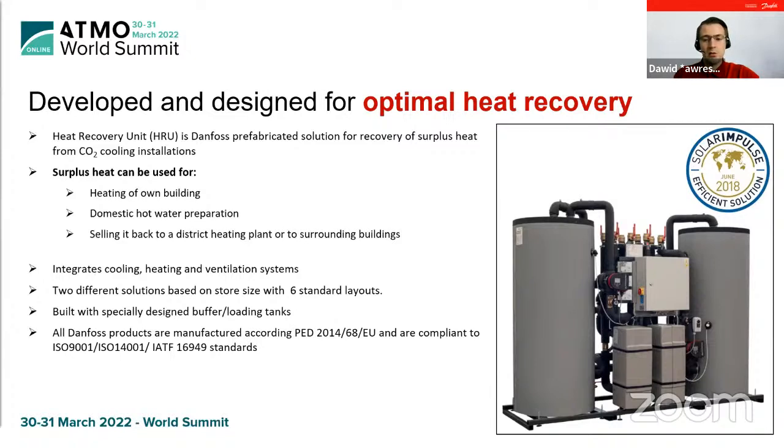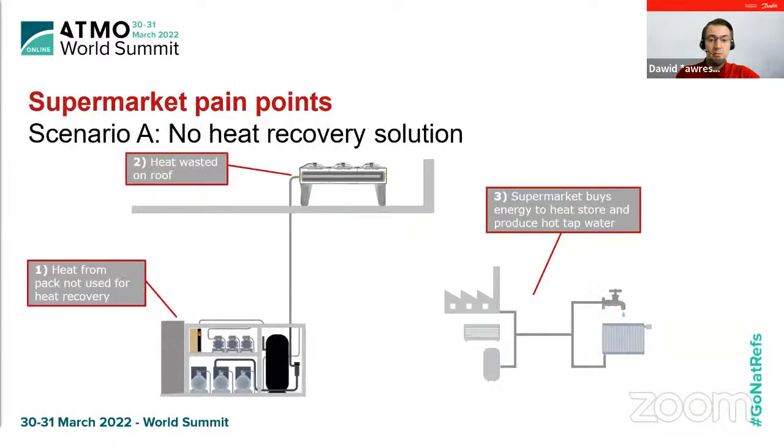There are 6 standard layouts based on supermarket size. It uses special buffer tanks to achieve good heat stratification for optimal heat recovery. HRU was designed to resolve supermarket pain points with heat recovery. So what are those pain points?